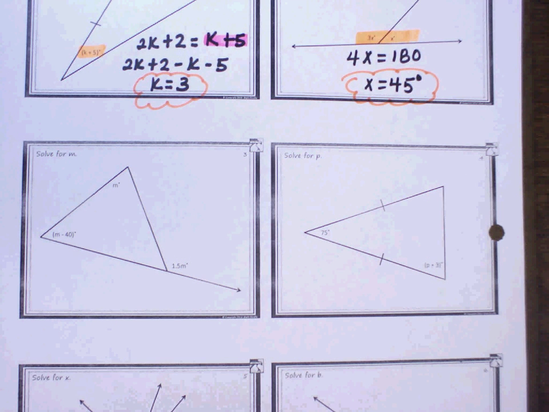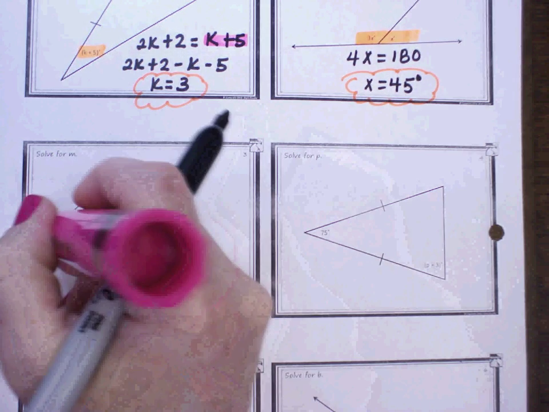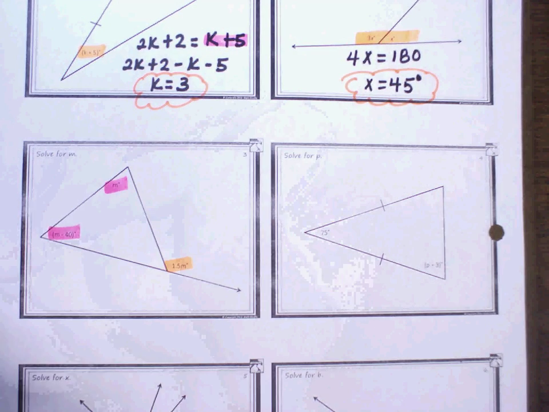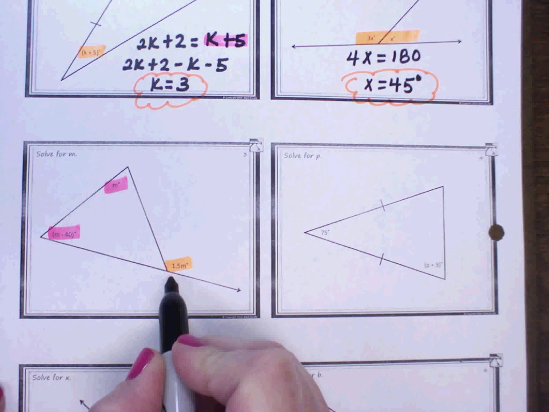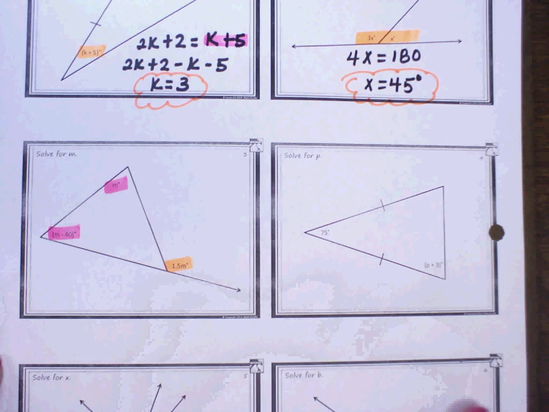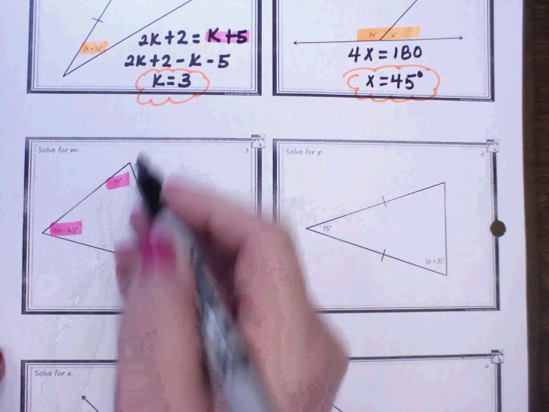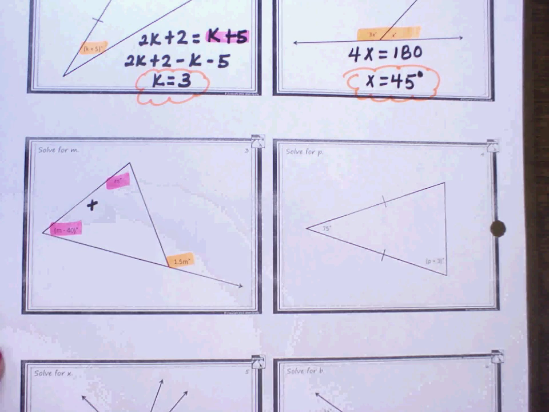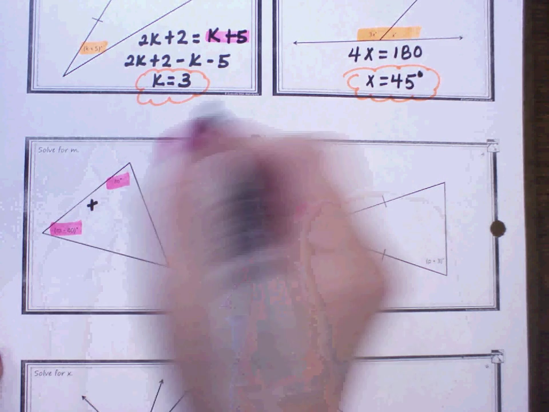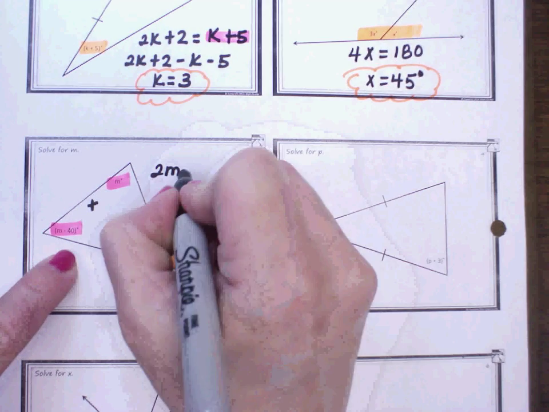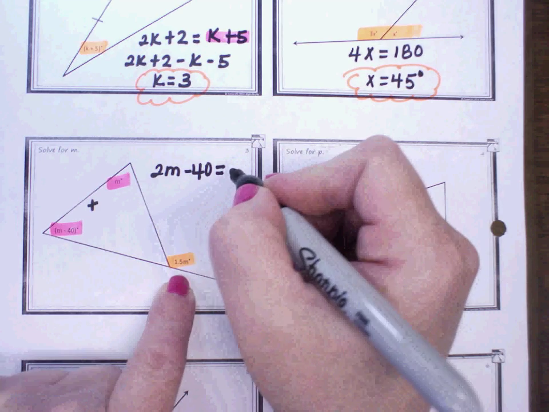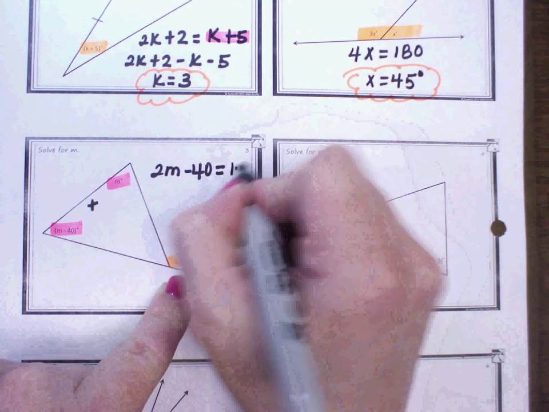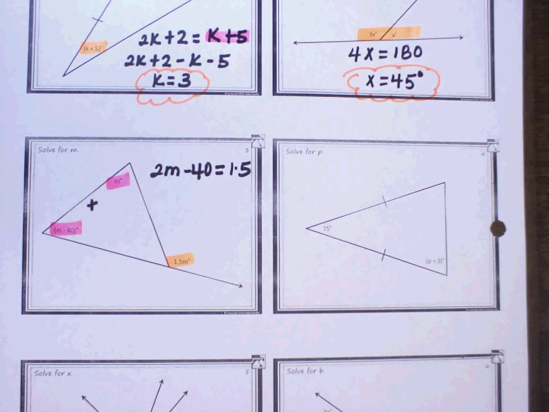All right. What about this one? Number 3. What did we learn about the outside angle compared to the other two that are inside? Very good. When you add them, they're supposed to be equal to the outside. We learned that last week, right? So is there anything in here that I can add? The m. What is m plus m? 2m minus 40 equals 1.5. I think that's 1.5, isn't it?